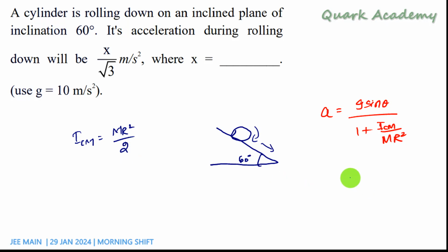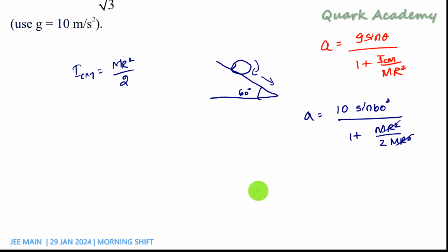So we'll substitute this. a equals g sine theta, where g is 10, sine 60 degrees, divided by 1 plus this is m r squared by 2, again divided by m r squared. So m r squared will get cancelled. You can simplify this further.